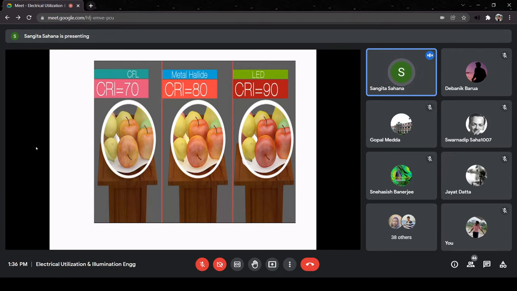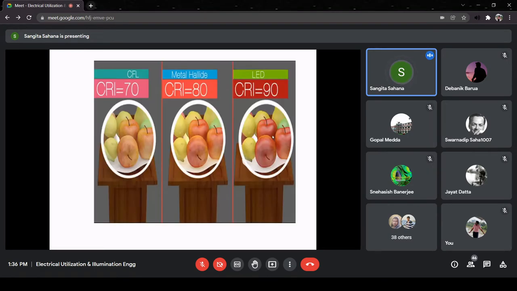So again, the same objects under CFL, metal halide, and LED. For LED, the CRI is 90, high CRI, 80 for metal halide, 70 for CFL. So you can see under CFL how the colors are looking, and under LED how the colors are looking.